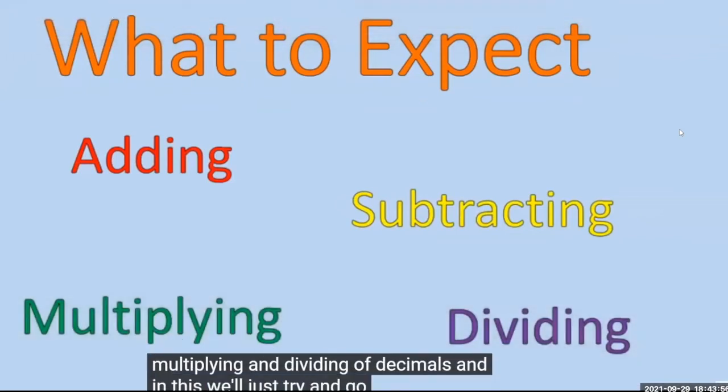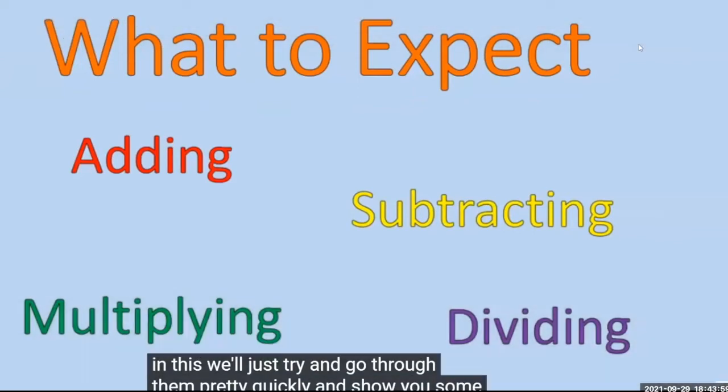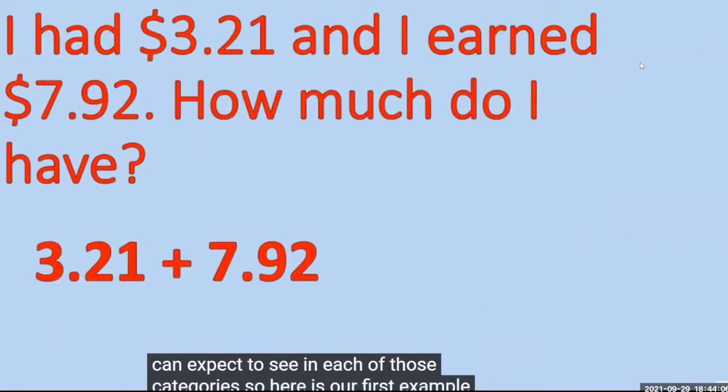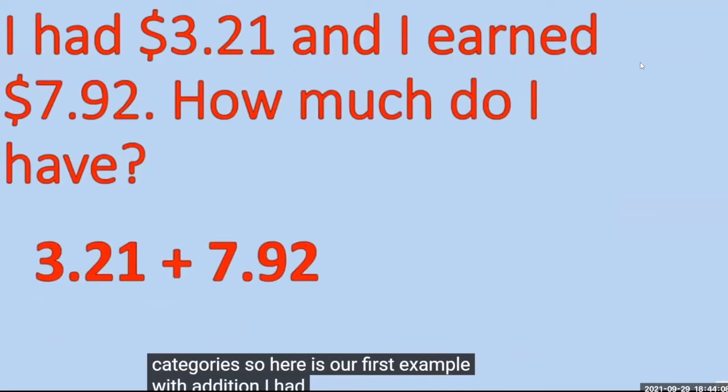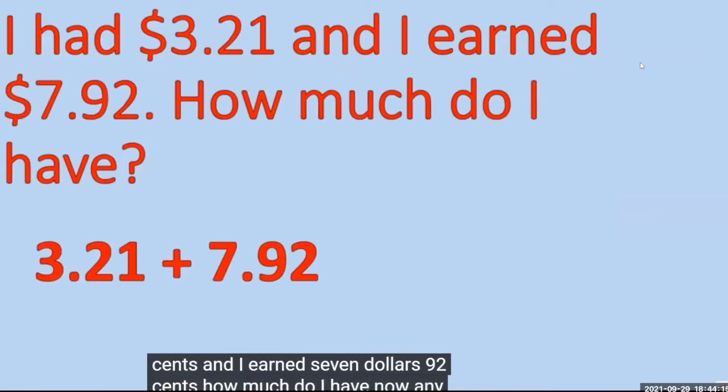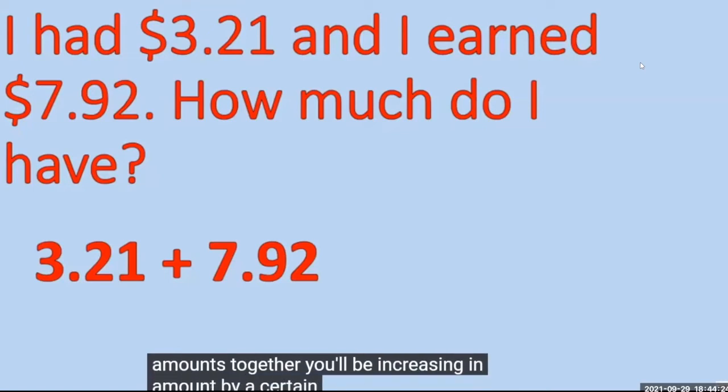And in this, we'll just try and go through them pretty quickly and show you some examples of the types of questions you can expect to see in each of those categories. So here is our first example with addition. I had $3.21 and I earned $7.92. How much do I have now? Any question like this where you will be joining 2 groups together or 2 amounts together, you'll be increasing an amount by a certain amount, then you'll do that using addition of decimals.